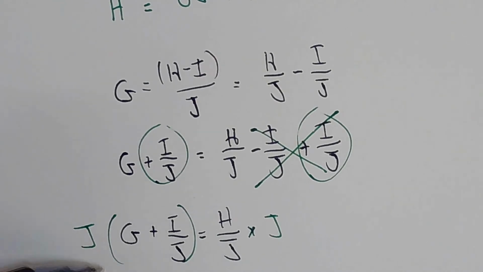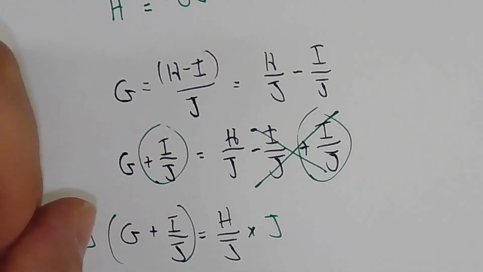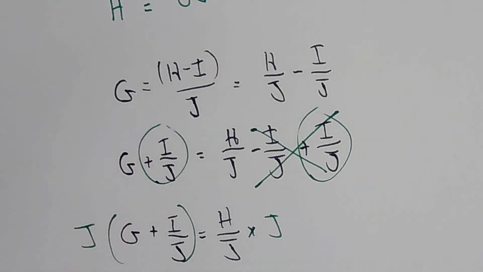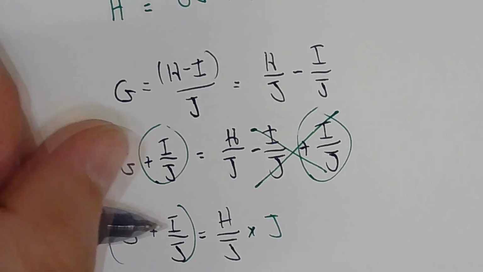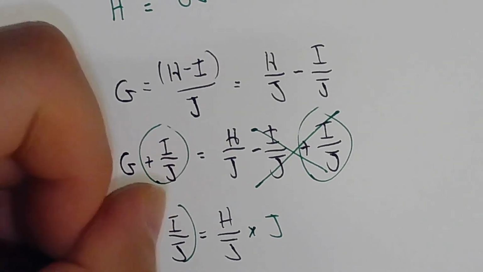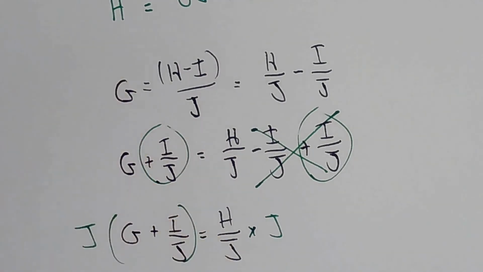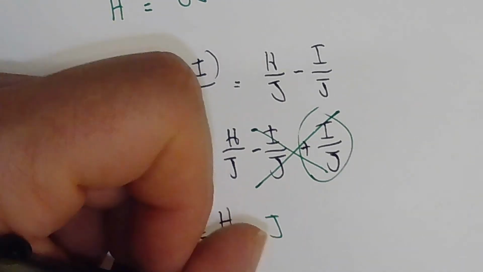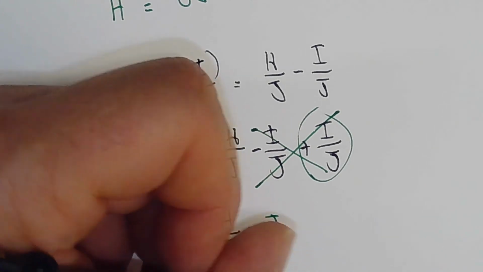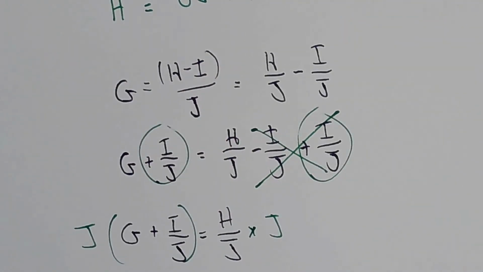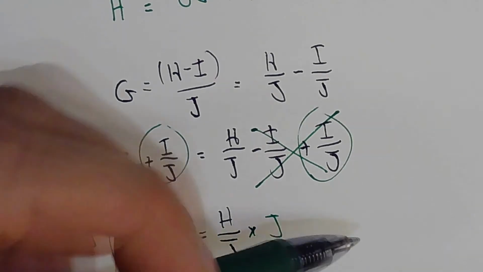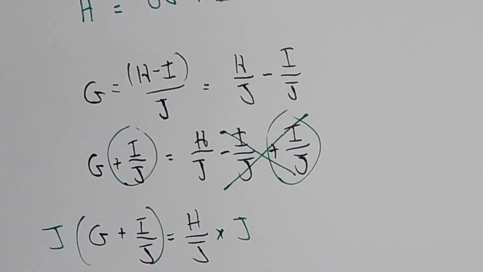So j times g is jg. j times i over j is j times i over j, and that's equal to h. And you might ask yourself, well, that's not necessarily the same thing. But it is, because you've got a j on the top and a j on the bottom.